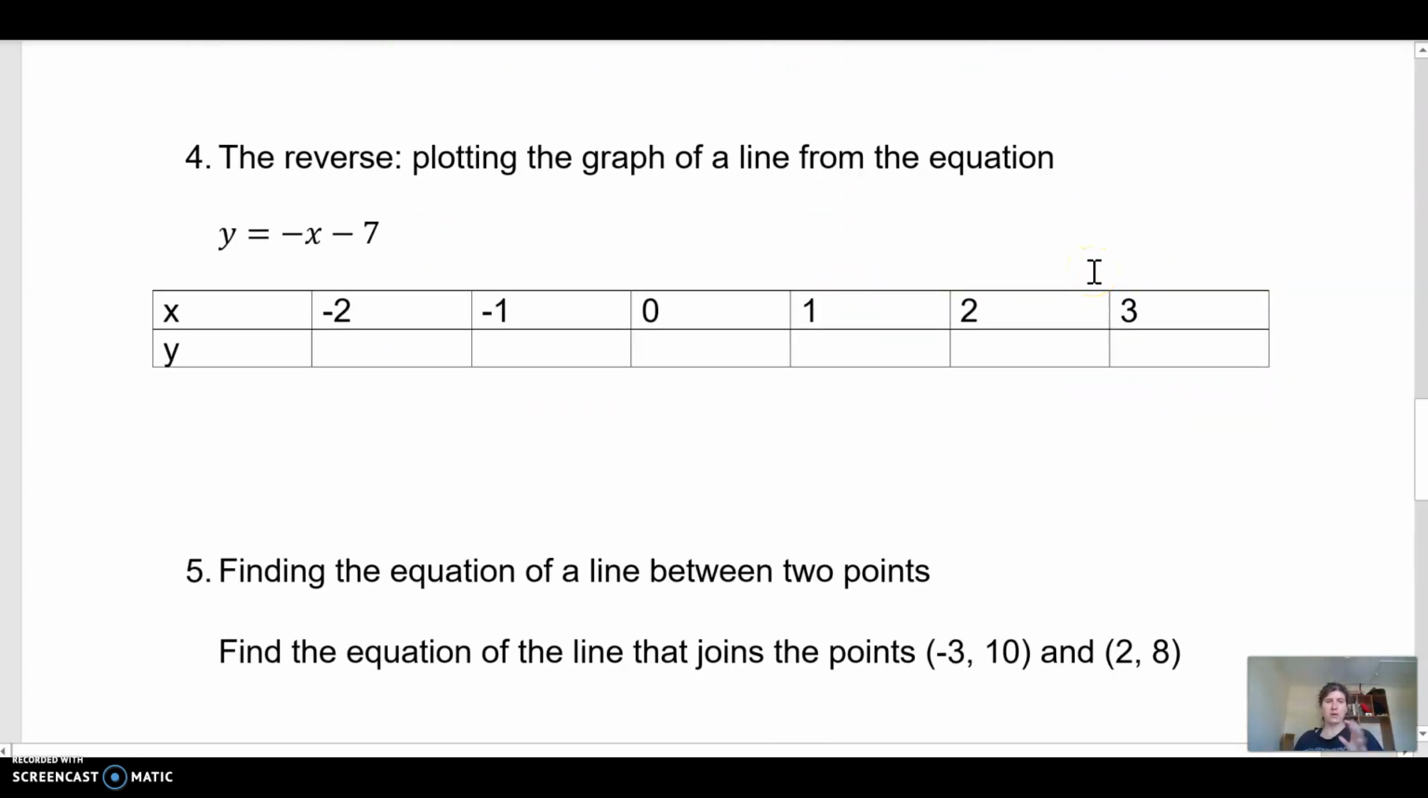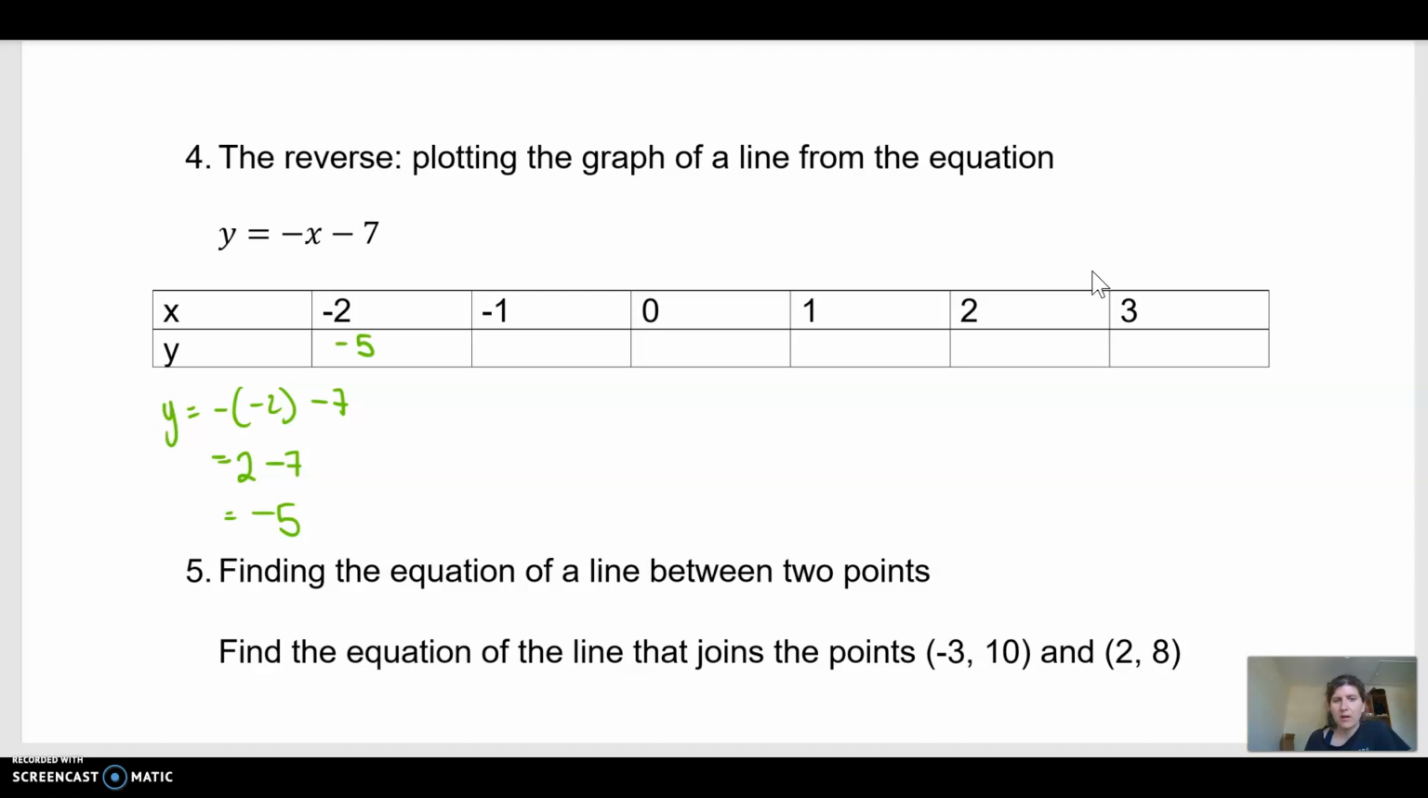So this is looking at plotting the line of a graph from an equation. So if my equation is y equals -x plus 7, say I want to find when x is -2, my y would be y equals -(-2) minus 7. Now -(-2) is +2, minus 7 is -5. So that's me -5 in there.